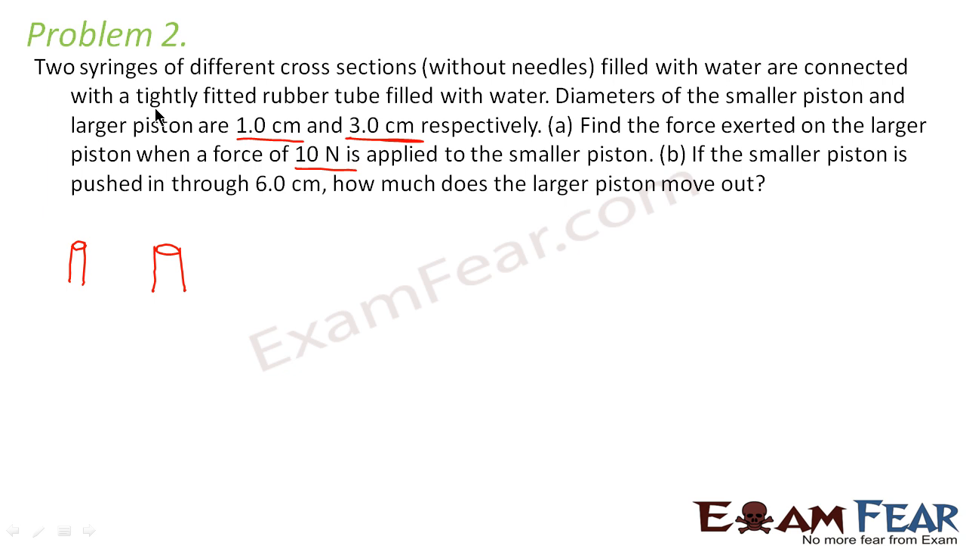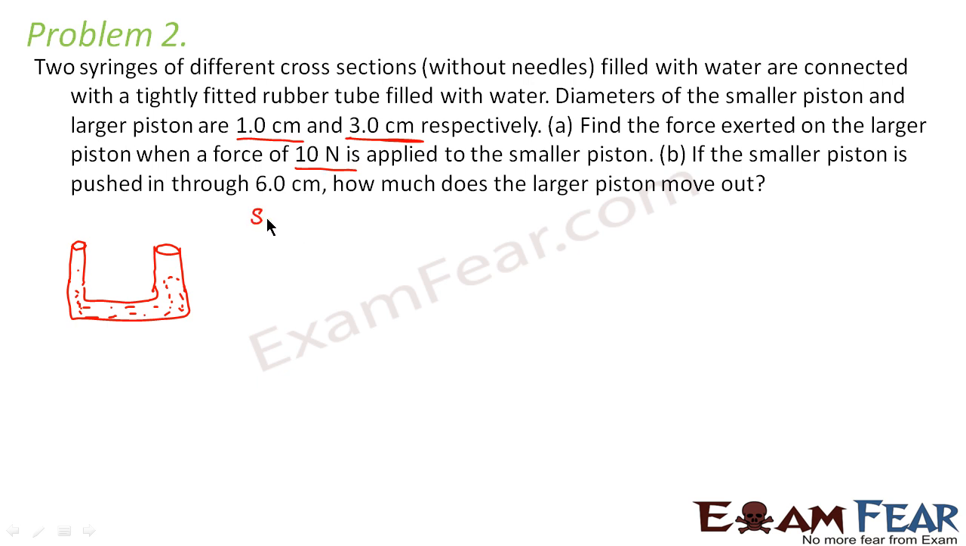They are connected with a tightly fitted rubber tube filled with water. That means these two syringes are connected somewhat like this. So this is a rubber tube which is filled with water. Right? So if you observe, it is the same setup which we used for hydraulic lift or hydraulic brakes. So it says that the diameters of the pistons are given as follows.